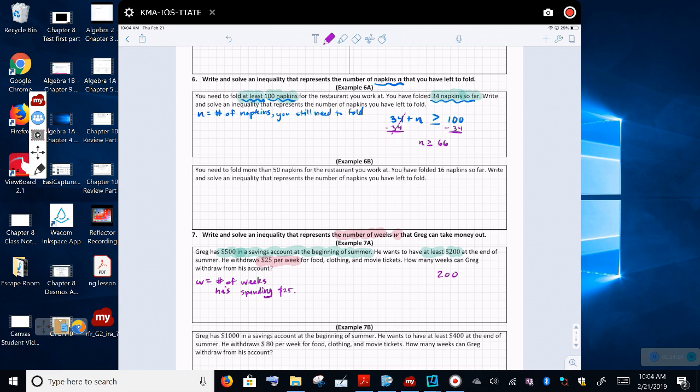Now I could also think about the sign that I want to put. Can it be smaller than 200? It cannot be smaller than. So I actually know that whatever he spent, it needs to be greater than, or it could be exactly 200.